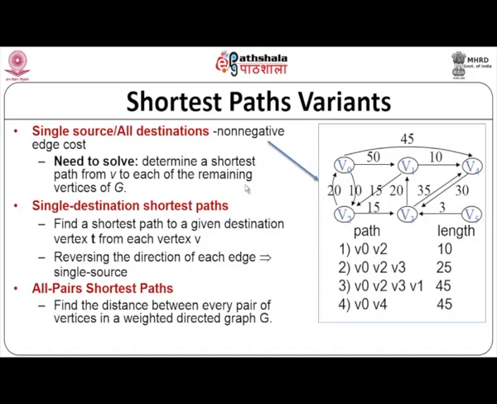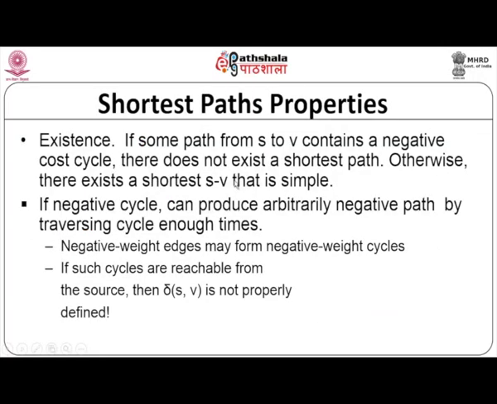Now, single destination shortest paths: find the shortest path to a given destination vertex T from every vertex. It is done by reversing the direction of each edge and solving the single source problem. All pair shortest path: find the distance between every pair. This will have to call the other algorithm of single source, which we will discuss later. Now, before we go further, let us discuss some properties of shortest paths.